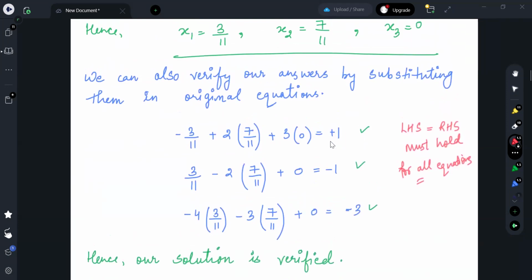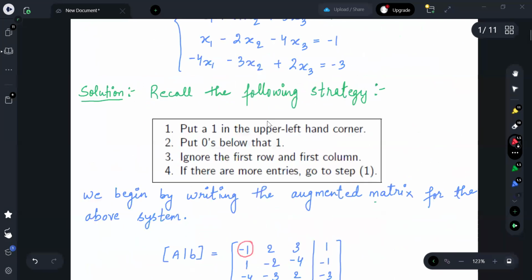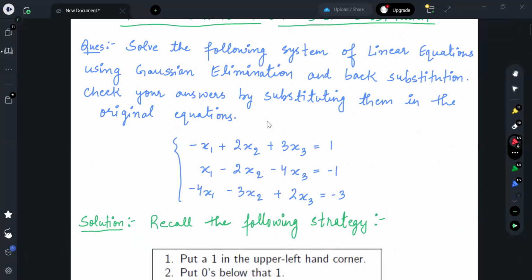So you will be asked to verify your solutions in some questions, or you will simply be asked to solve a system. I recommend when you're solving a linear system using row reduction, try verifying your answers yourself to see if you're on the right track or not. But this is how we simplify a linear system using Gaussian elimination and back substitution.